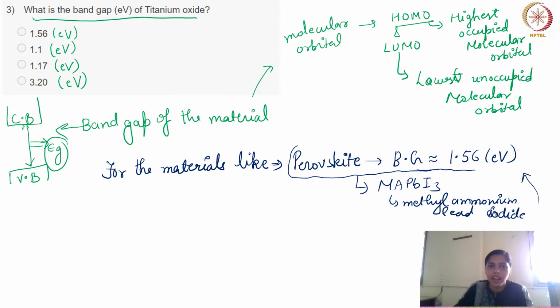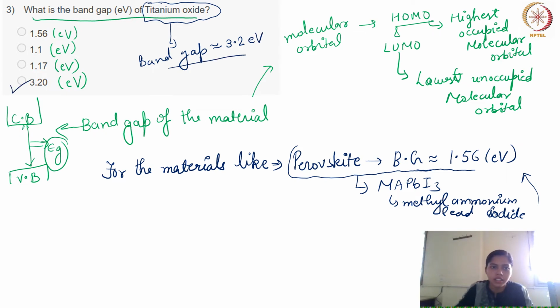Here we have asked for titanium oxide. Titanium oxide has a band gap value near 3.2 electron volt. So option number 4 is the correct answer for this question. Naman, you were right. Option D is the correct answer.